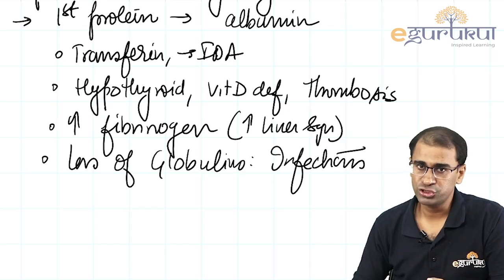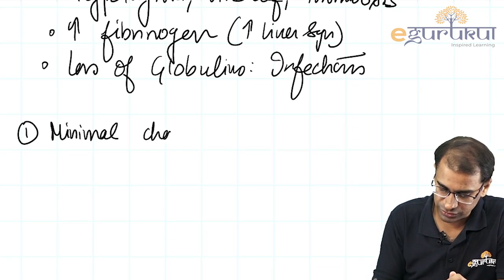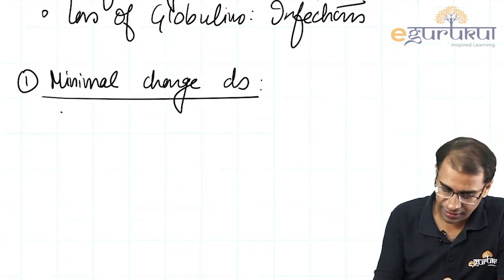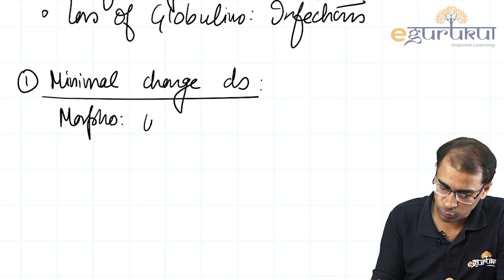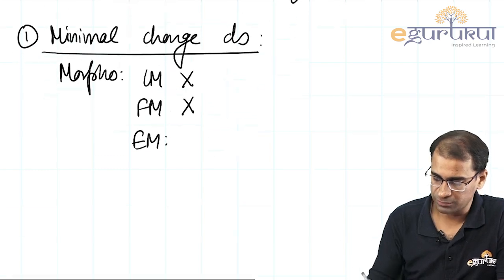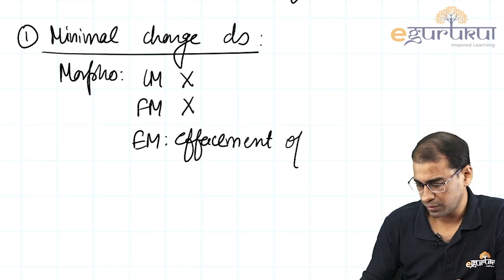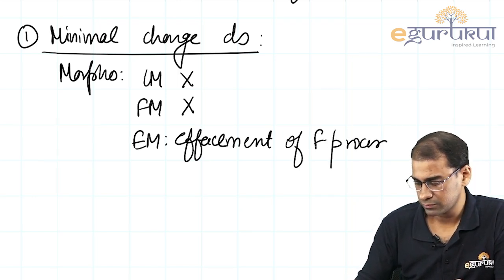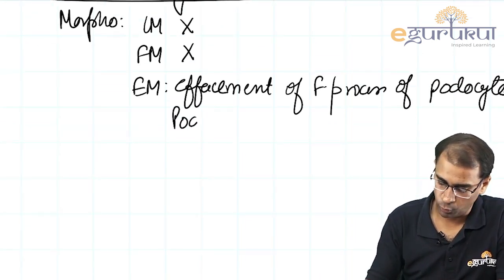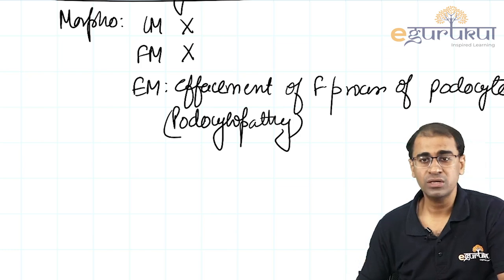Let us start with the minimal change disease, okay. The first one is minimal change disease. See, in minimal change disease, in the morphology you must remember light microscopy you see no finding, fluorescent microscopy no finding. In the electron microscopy you see something called as effacement of the foot process of the podocyte, effacement of foot process of the podocytes. This unique finding is called as podocytopathy.